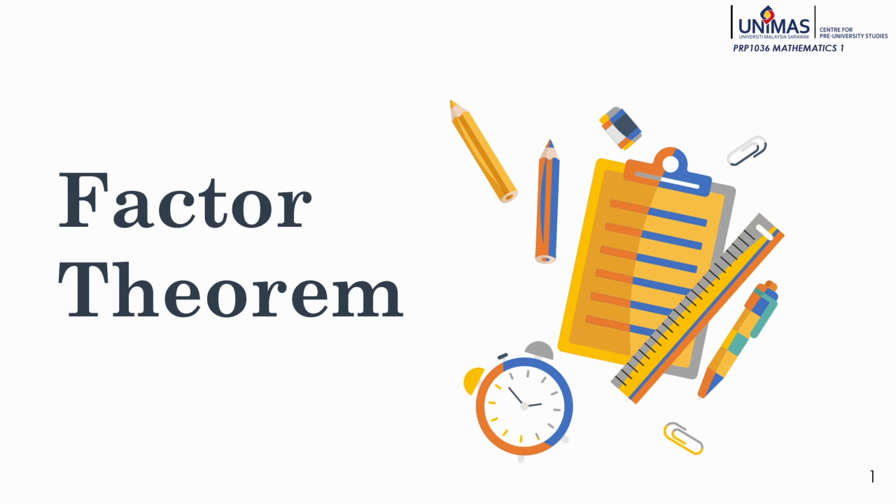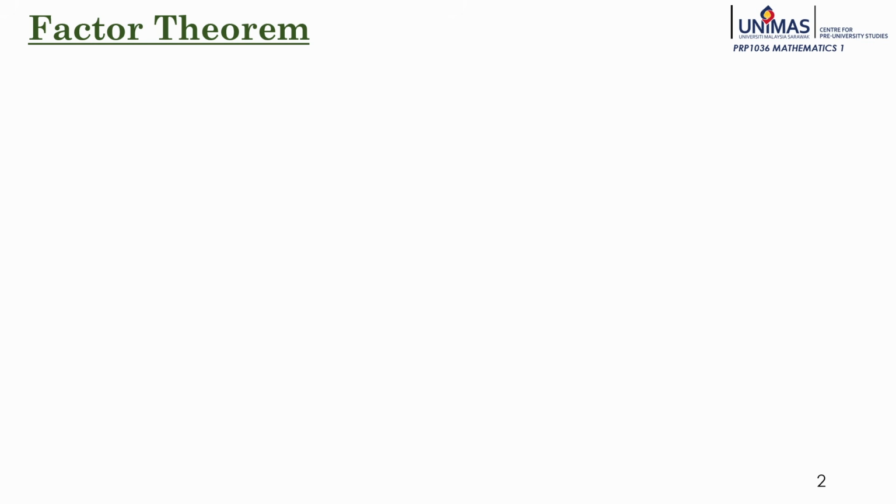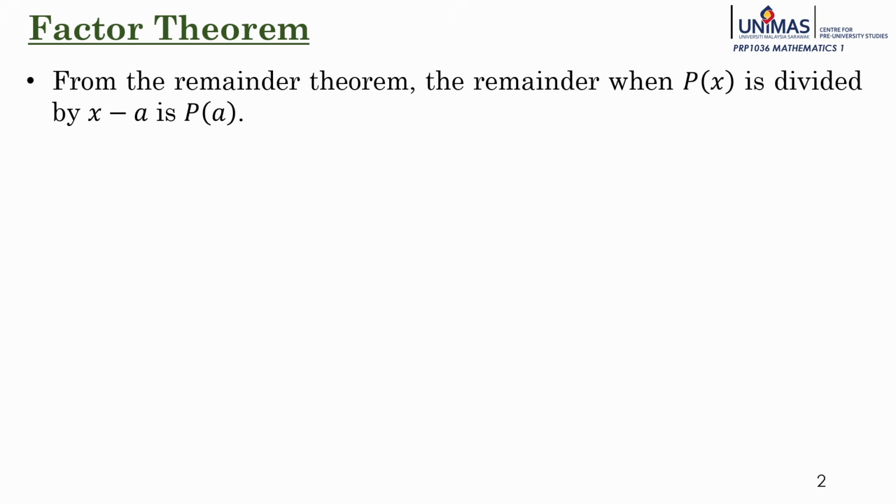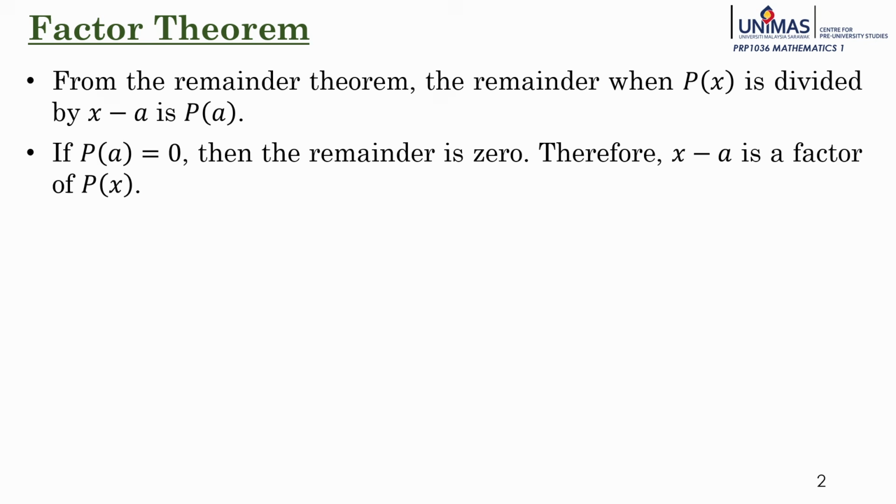Now we learn about the factor theorem. Okay, factor theorem. From the remainder theorem, the remainder when P(x) is divided by x minus a is P(a). So if P(a) equals 0, then the remainder is 0. Therefore, x minus a is a factor of P(x).